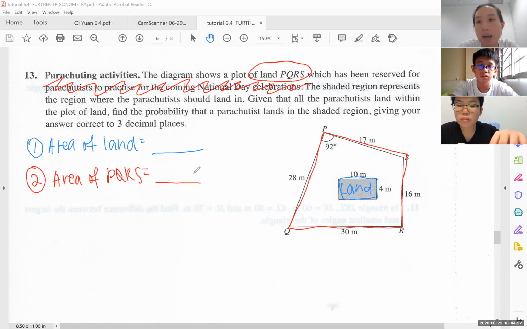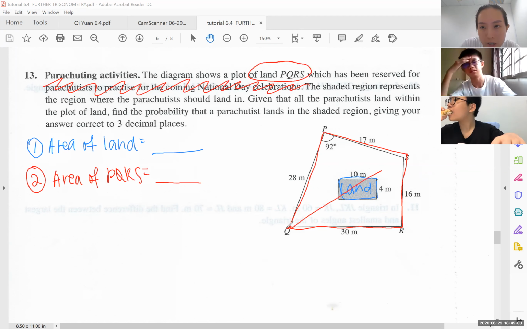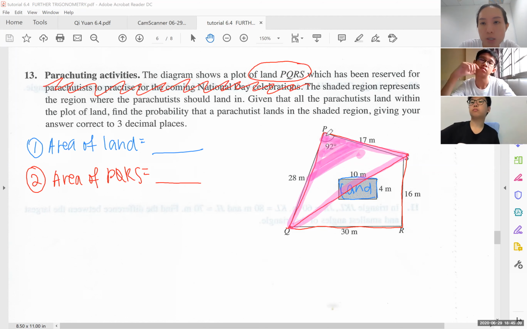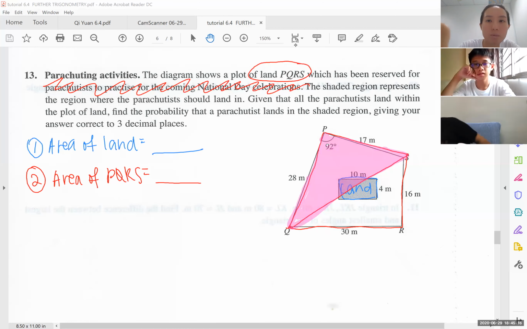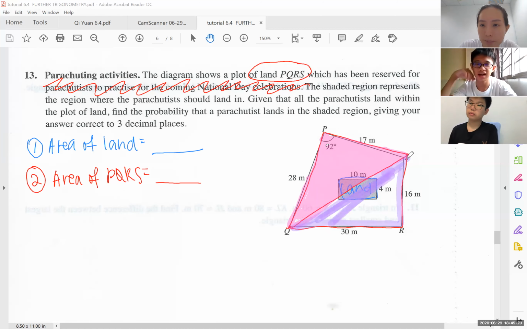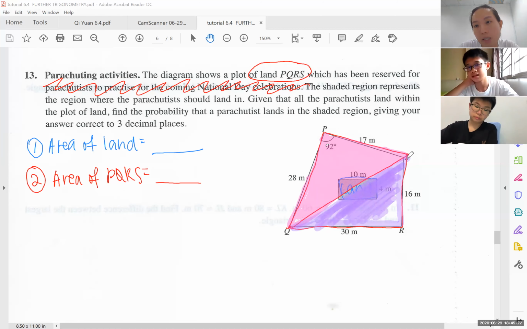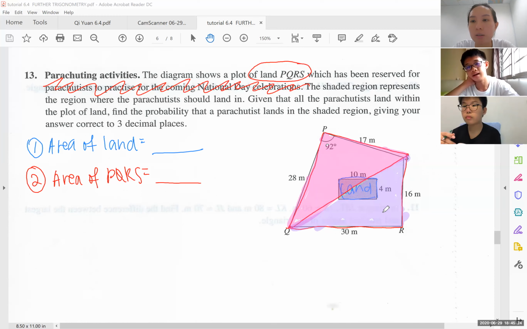Now guys, because we do not know how to do it, I told you, you must always cut it such that you can see two triangles. So right now, can you see that I'm having one pink triangle right here? This pink triangle, can you find the area? Yes. Using what? Sine rule? No, not sine rule. Area of triangle, the half AB sine C. Then next, do you think the purple one you can find? Yes. Then missing information.